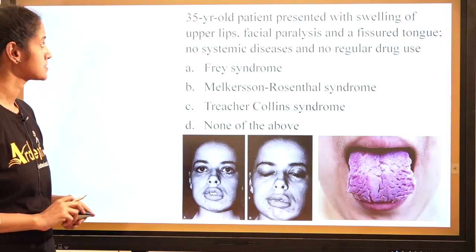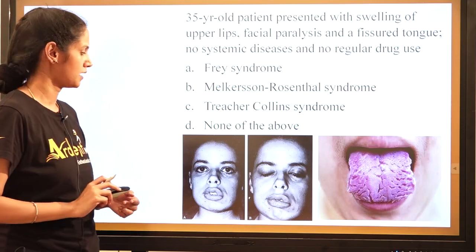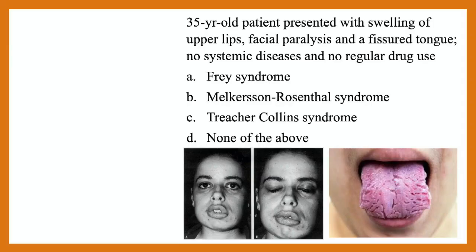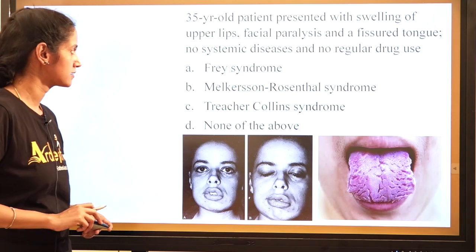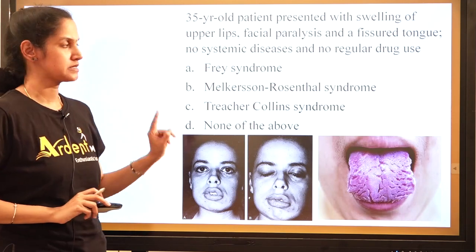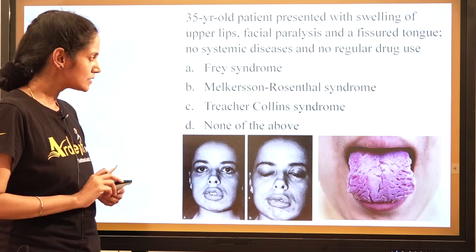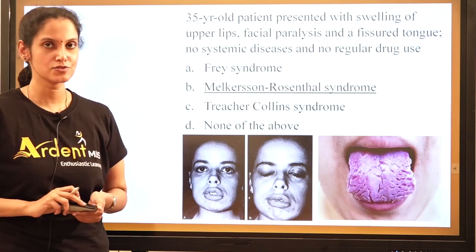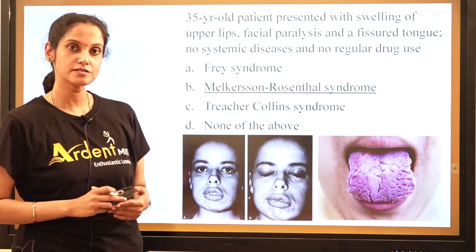Now what is this? A 35-year-old patient presented with swelling of the upper lips. Yes, we do find that. Facial paralysis. You see one side of the face doesn't show any movement, and fissured tongue. But there is no systemic disease and there is no regular drug use. So this is a case of Melkersson-Rosenthal syndrome. What are the components present in Melkersson-Rosenthal syndrome?